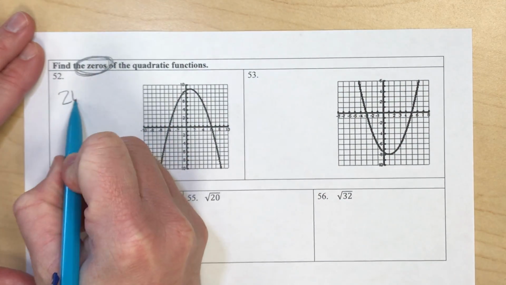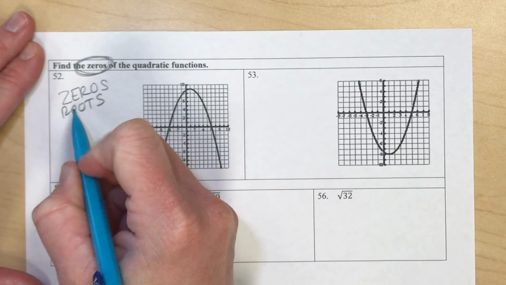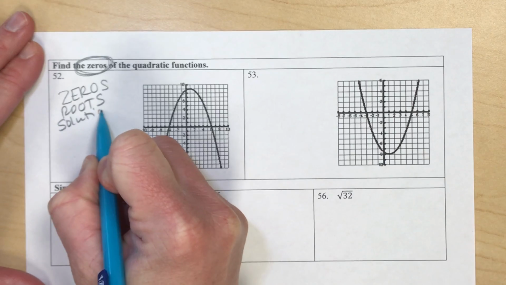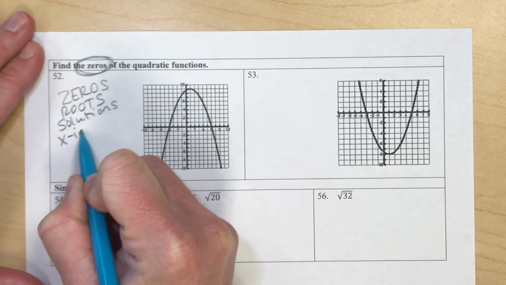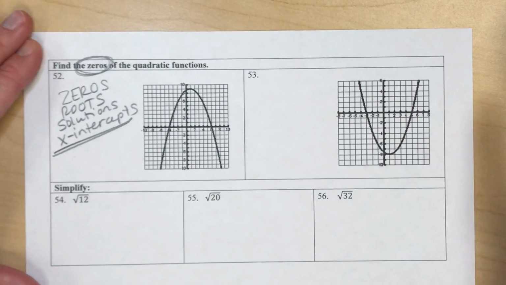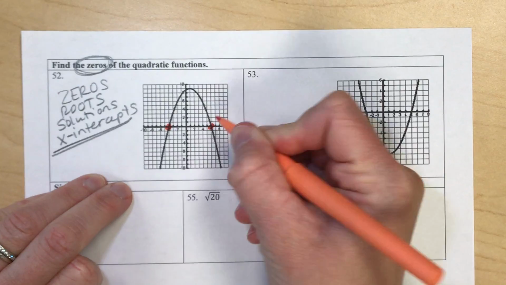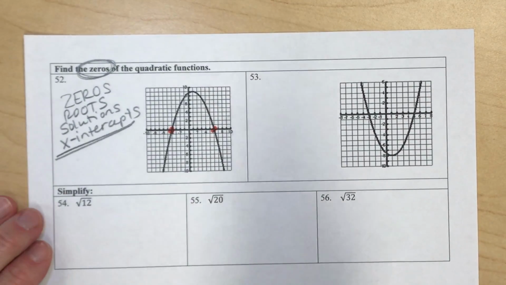Now, the zeros also go by other names. They go by roots as a name. They go by solutions. And they also are called x-intercepts. And so I think this name makes the most sense. So as you're looking at your picture, can you identify the two places where your graph crosses the x-axis?